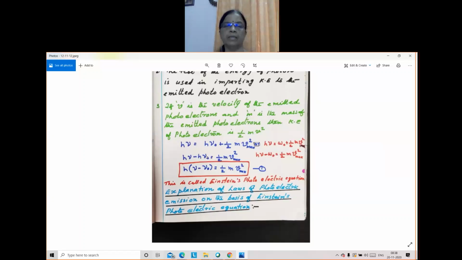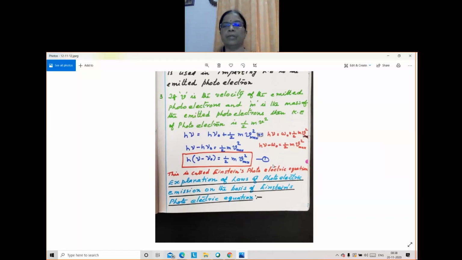So the kinetic energy is positive. Therefore, what happened? Greater than the threshold frequency. If the incident radiation is greater than the threshold frequency, the kinetic energy is positive. So that is possible, directly proportional also. Frequency is greater than the threshold frequency, kinetic energy is directly proportional to frequency.